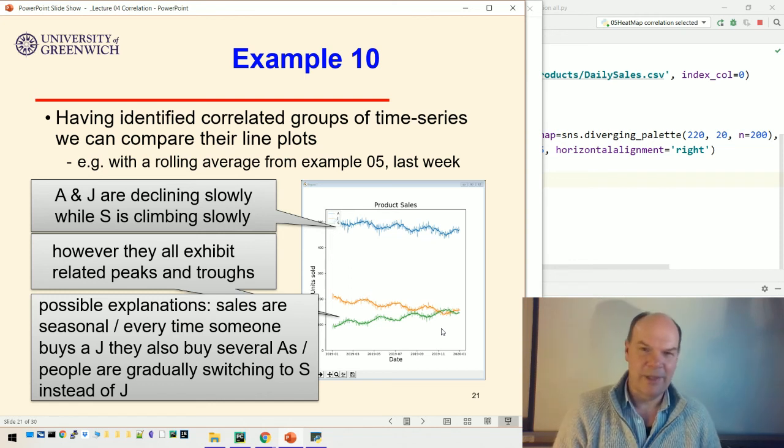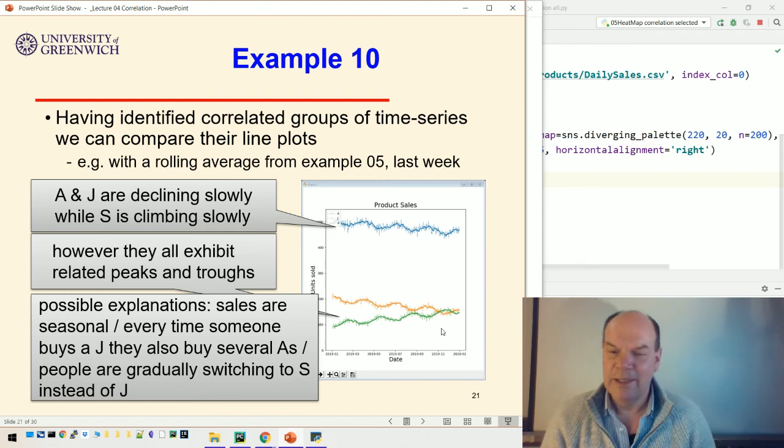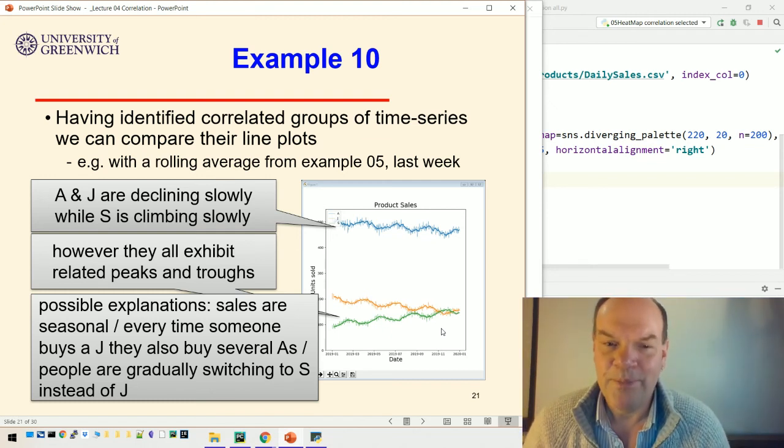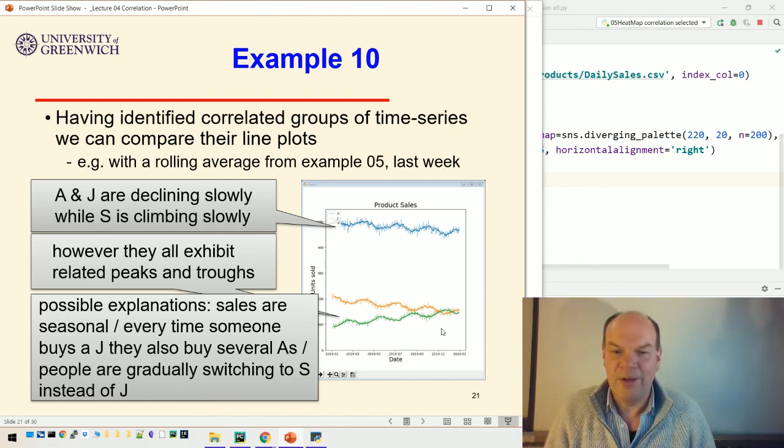We'll look at seasonal distributions next week. Okay, but we can see there's some interesting information going on there. We may not have enough information to explain it, but we can see that there's definitely something going on.